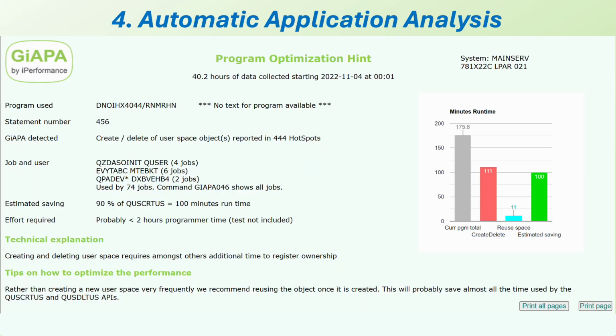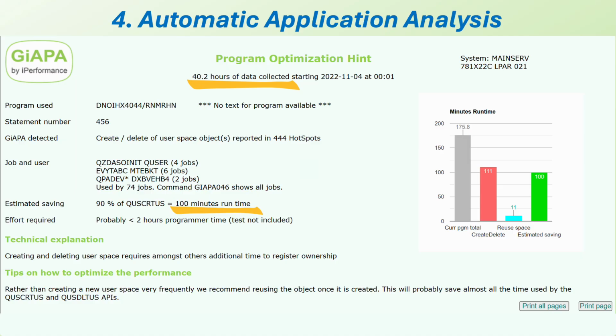Also unique is GiAPA's AAA, the Automatic Application Analysis, today the flagship of GiAPA. This example covers 40 hours of data collection. 100 minutes of runtime savings were found across 74 jobs, on average 1.5 minutes per job. By aggregating results per program across all jobs, GiAPA also detects optimization potential in frequently used short-running programs.